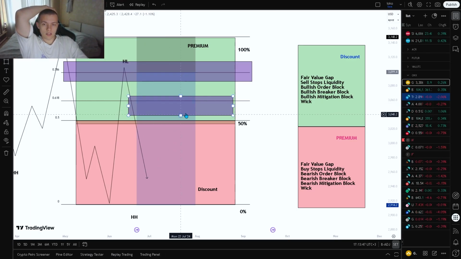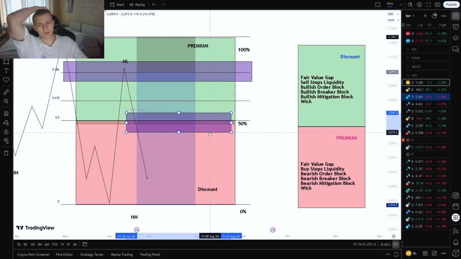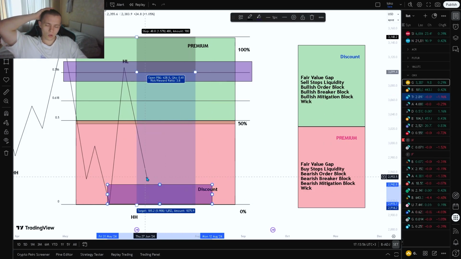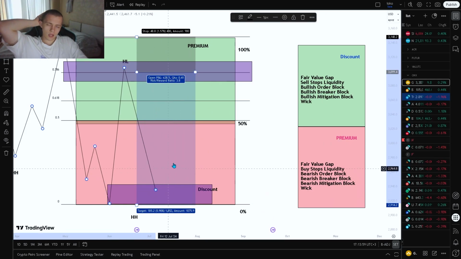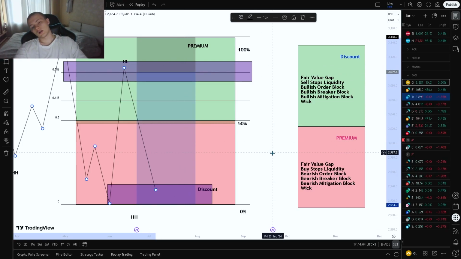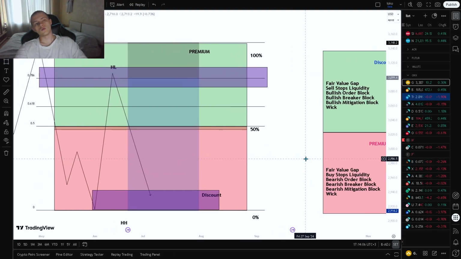And of course you can enter from additional zones. For example, you can mark FVG here or order block here, and enter from this zone and wait for it to turn into a red zone, and after that wait for the narrow correction. But in this case, don't forget to fix your trade by parts.